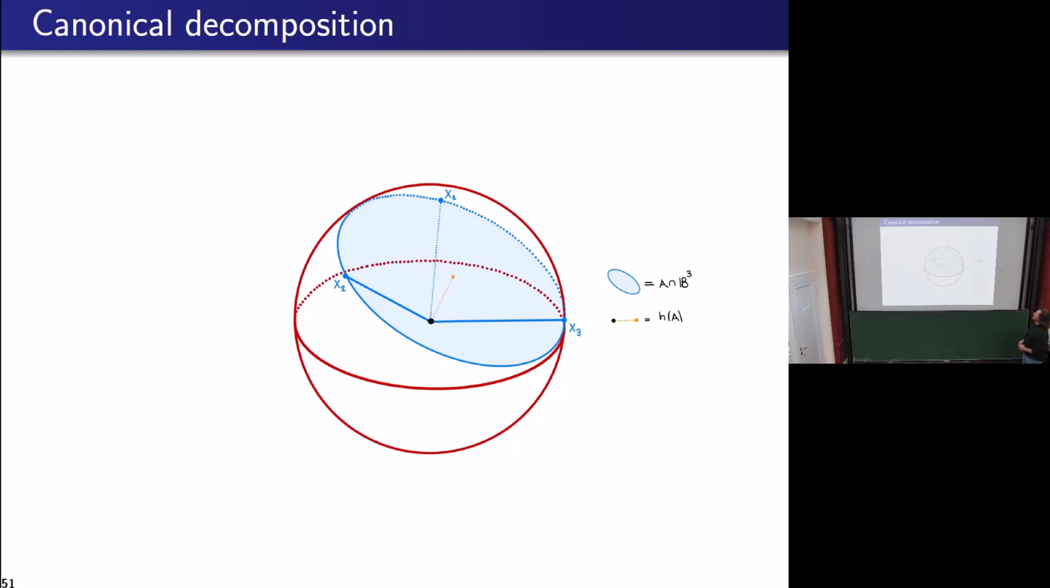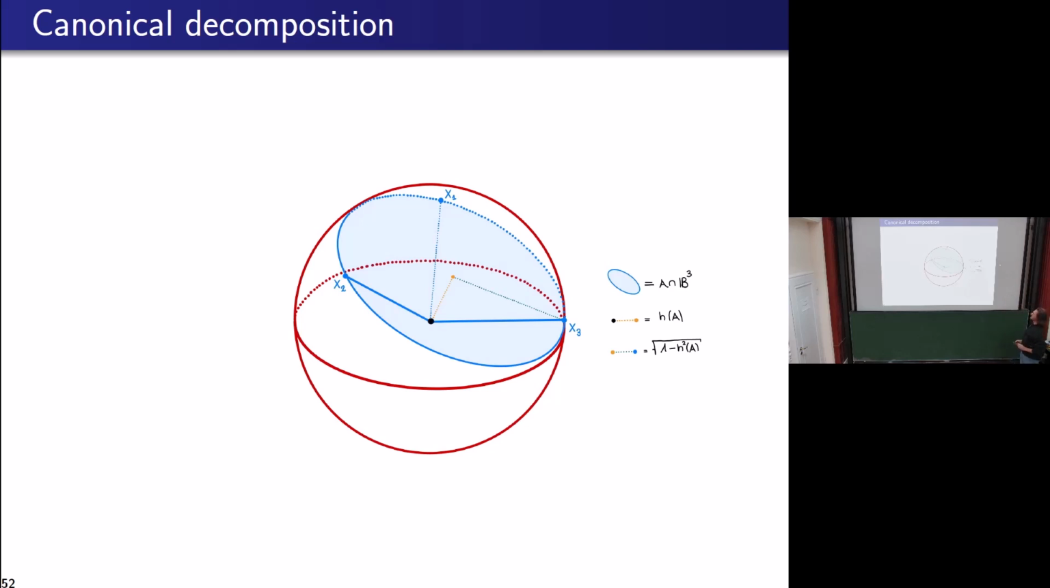And now, the distance to that circle has been denoted by h of A, and then you can just use the Pythagorean theorem to find that the green line is square root of 1 minus h squared of A, because, of course, the intersection ends at the unit ball, which has radius 1. So this is why we scale with this factor.